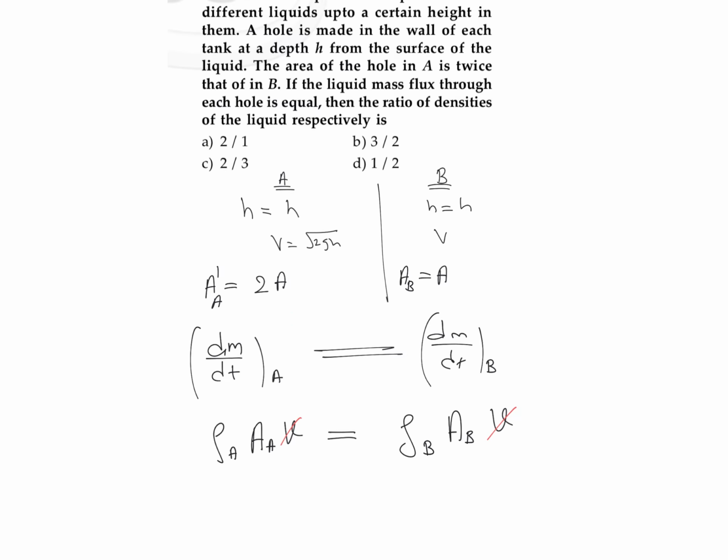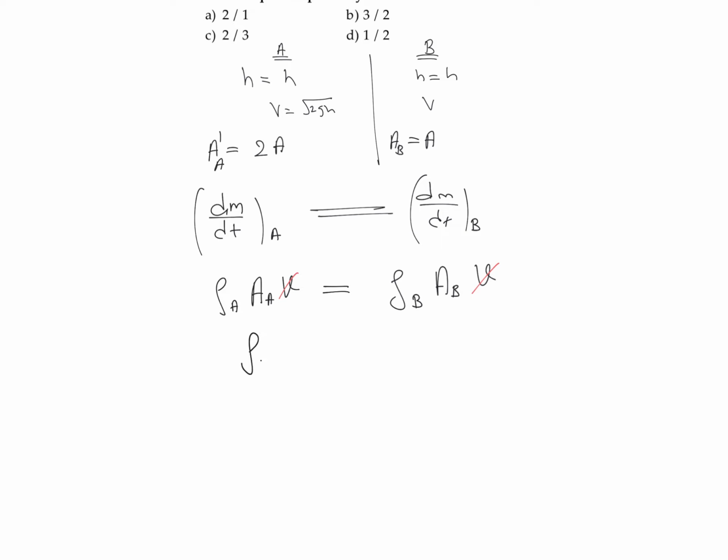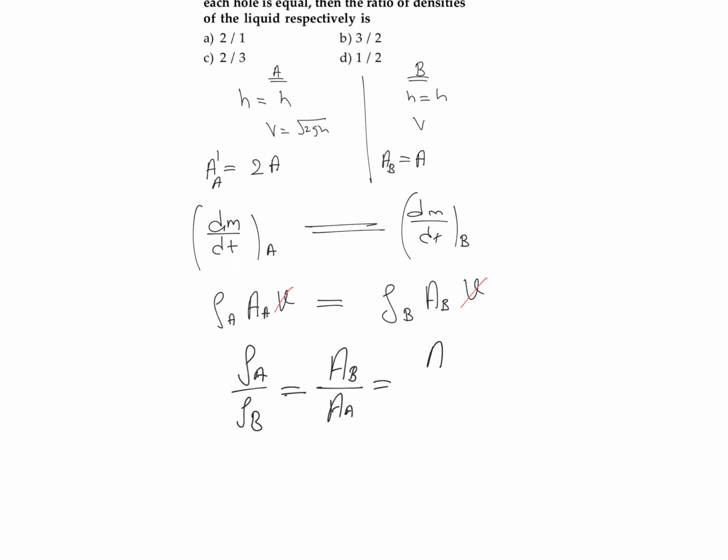And in the question they are asking to find the ratio of densities of the liquids. So we can write density of A divided by density of B will be equal to area in B divided by area in A. Area in B we are taking as A, and area in A is 2A. So the ratio is 1:2, or 1/2.